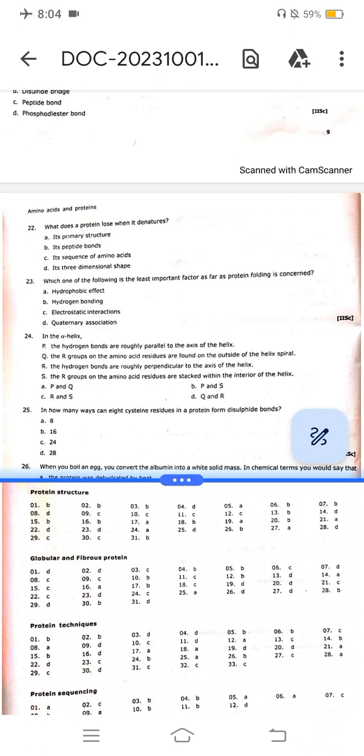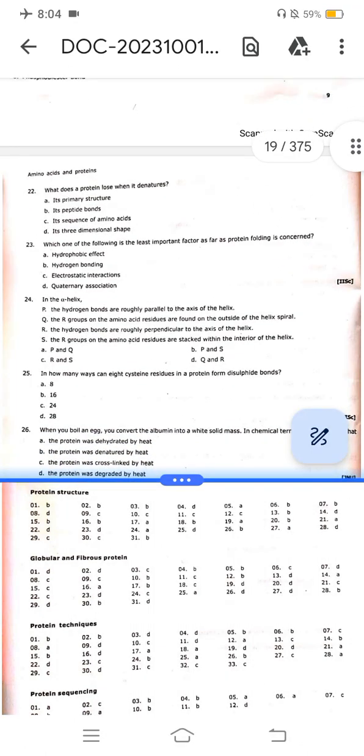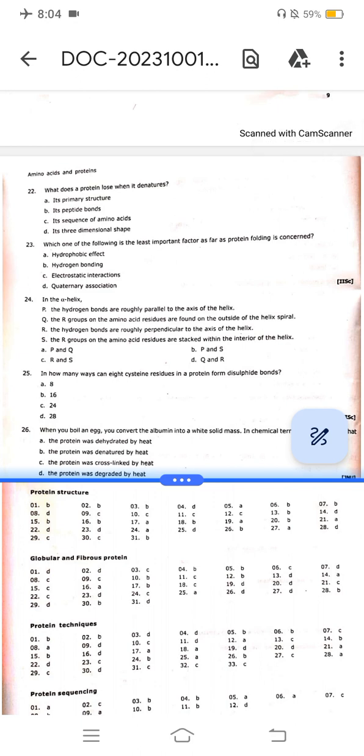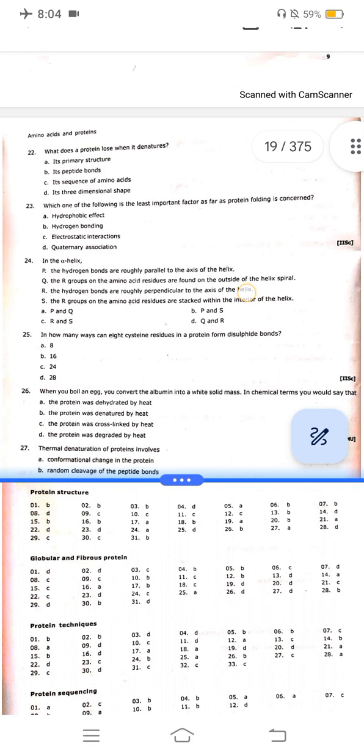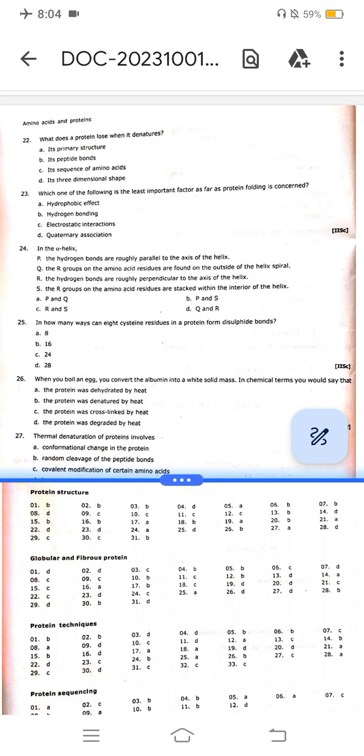Then which one of the following is the least important factor as far as protein folding is concerned? Least important factor. 23D, quaternary association. All others are important. Hydrophobic effect is very important. Hydrogen bonding is important. Electrostatic interaction is also important. But only the fourth one is not that much important. That's quaternary association.